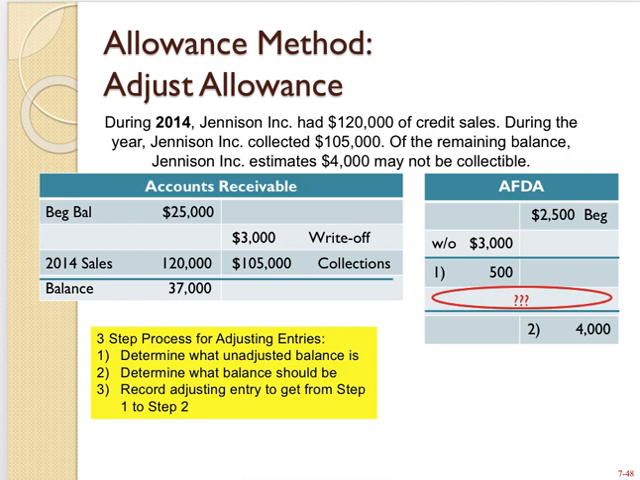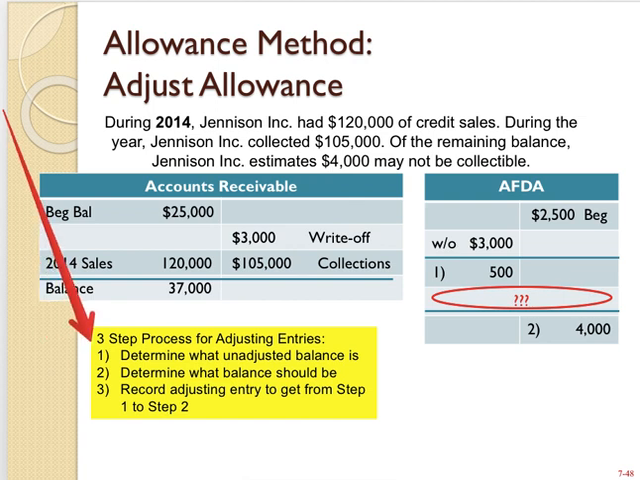In our example, it says, during 2014, Jennison Inc. had $120,000 of credit sales. During the year, Jennison Inc. collected $105,000. Of the remaining balance, Jennison Inc. estimates $4,000 may not be collectible. So here's our beginning balance that was left over from 2013. Here's the write-off of what we decided we're really going to give up on. These are the additional sales in 2014, and these are the collections in 2014, leaving us with a balance of $37,000.